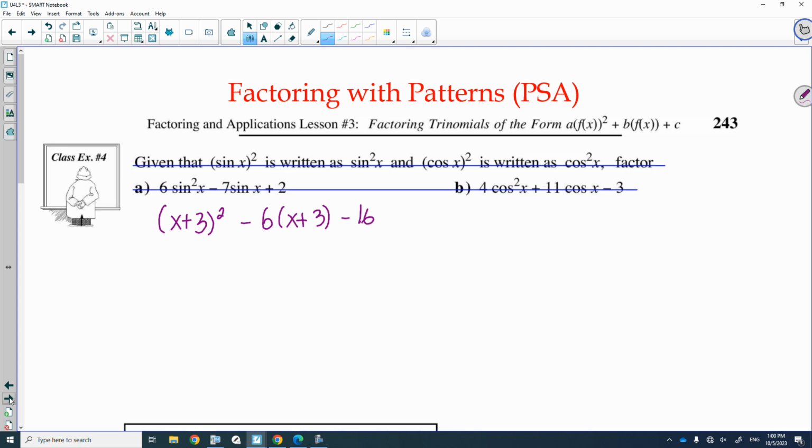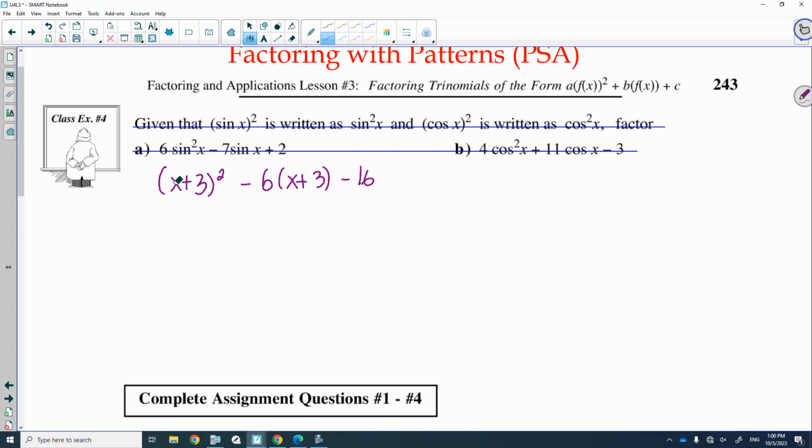The question is going to say factor. As soon as you see brackets, it's going to be this factoring with patterns. So what do you guys notice about these two brackets? They're the same. So I'm going to recognize that this and this are the same, and I'm going to take out those two brackets and replace them with a variable. I'm going to replace it with any variable other than an x. So I'm just going to choose a. And I'm going to say over here, let a equal x plus 3.